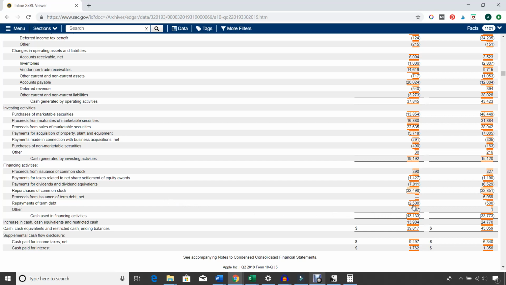So the financing section is really cool if you want to see how the business is financing itself. Are they issuing more debt? Are they issuing equity? Or maybe they're trying to pay down their debt. So that's where you would go to find out that information.